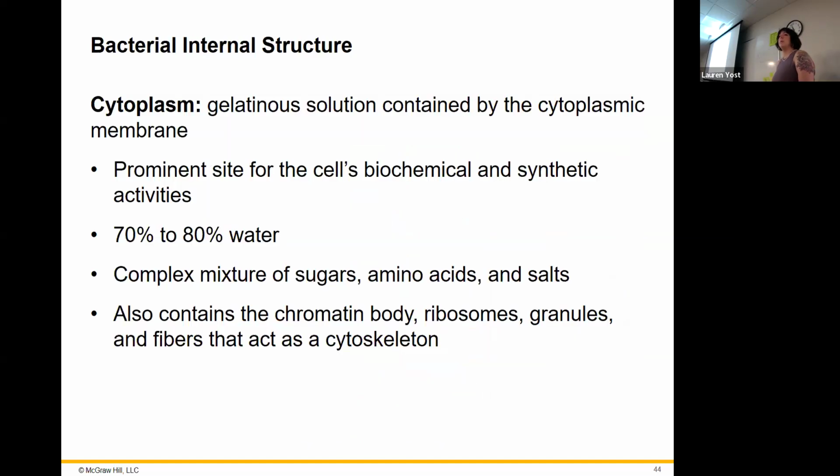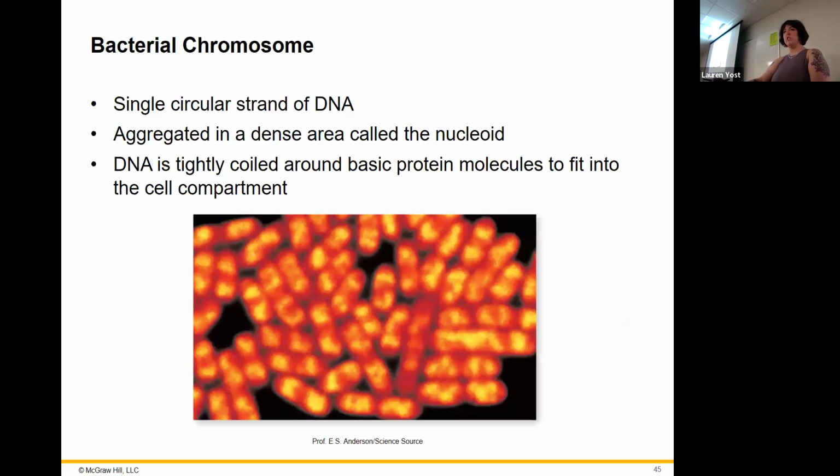All right, what is cytoplasm? The goo inside the cell. It's mostly water. It also has sugars and amino acids and salts and stuff like that. It's also where the chromatin body, basically the mass of DNA that makes up the genes for the bacteria, is chilling. For the chromosomes, the DNA, most bacteria are going to have a single circular strand of DNA. That's it. It's a circle. It's weird in our minds, but it's a circle. And they usually only have one, it's big, but that's it.